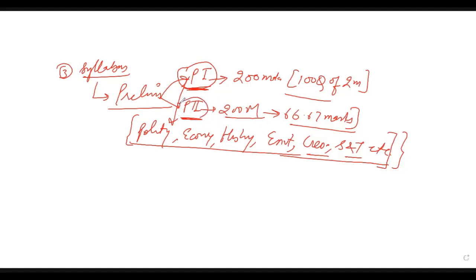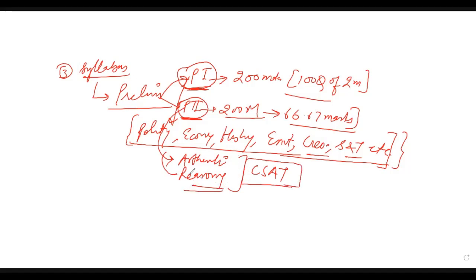For paper 2, which is qualifying, the syllabus is arithmetic, reasoning. Basically, paper 2 is CSAT, analytical ability. So this is the syllabus of the prelims papers. Now, when it comes to mains written.